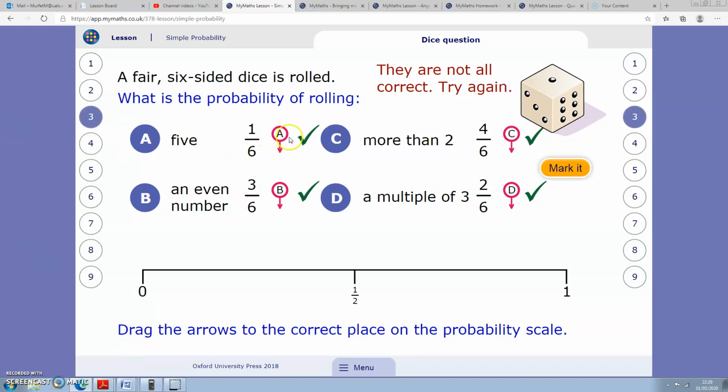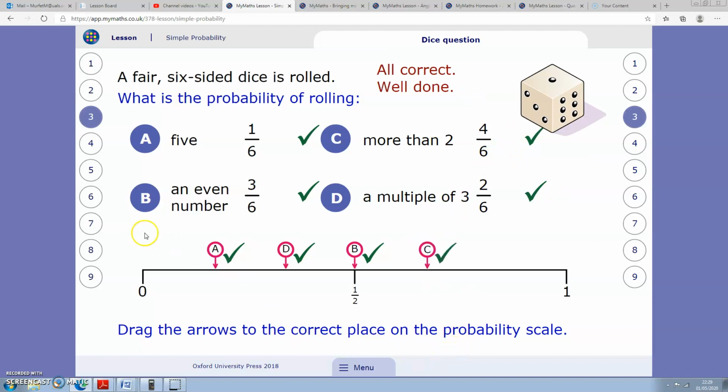Drag the arrows to where they need to be. Well, the easiest one to start with is 3 out of 6, which is a half. 2 out of 6 is going to be about 1/3 of the way down here. 1 out of 6 is somewhere there. And 4 out of 6, again cutting it into 1, 2, 3, 4, 5, 6. I could cut the line into 6 pieces and it would make it a lot easier for me to see where they go.